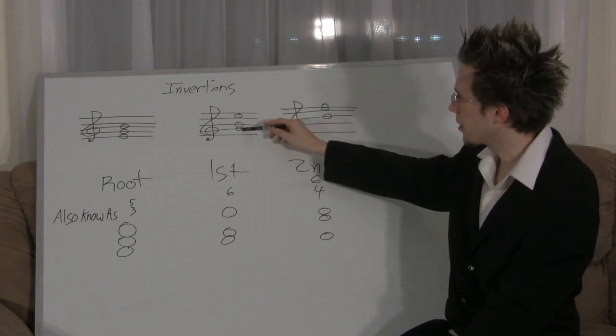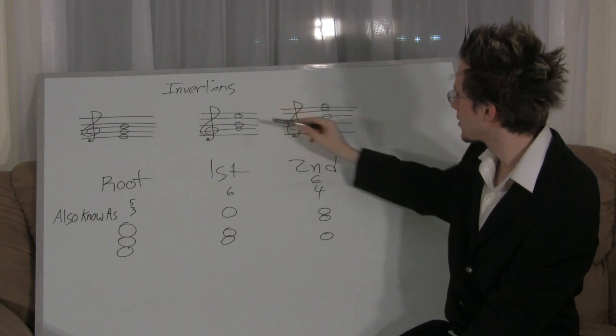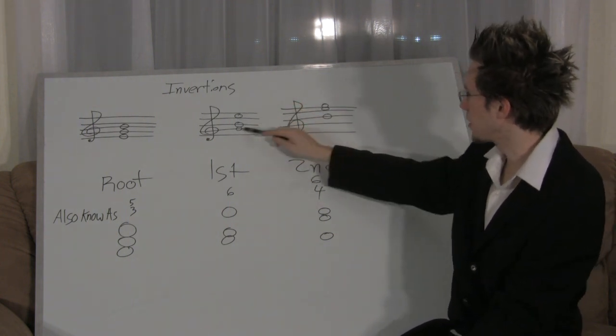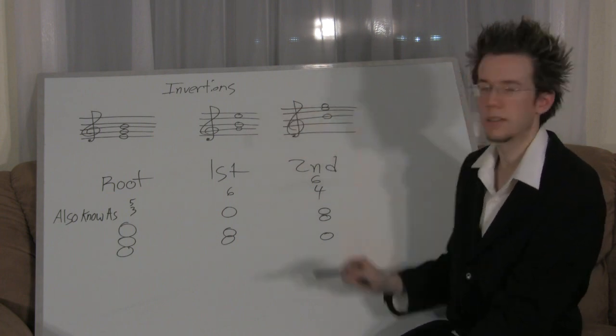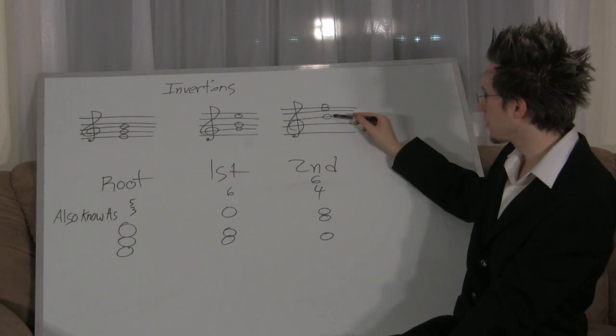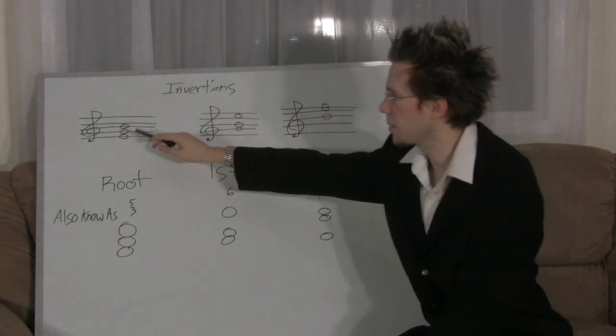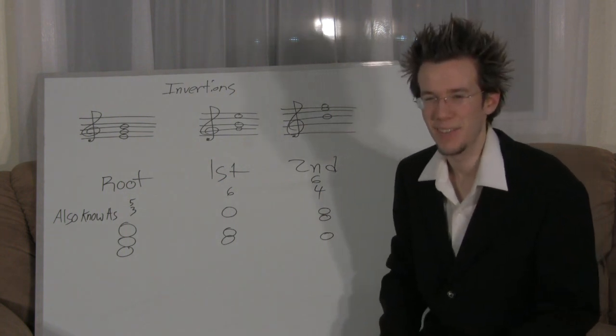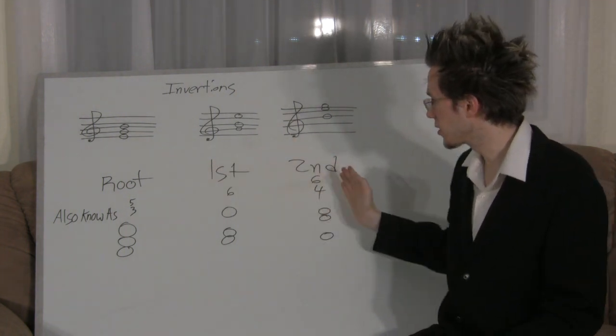Okay, now for the second inversion, same thing. You just take the bottom note again and you move it up an octave. So now this note and this note stay the same, but this note changes and goes up. Okay? So it goes up an octave. And then what would happen if you went from here to here? Well, you'd be right back to root again. That's why there's only 3 inversions. Okay? So those are your 3 inversions.